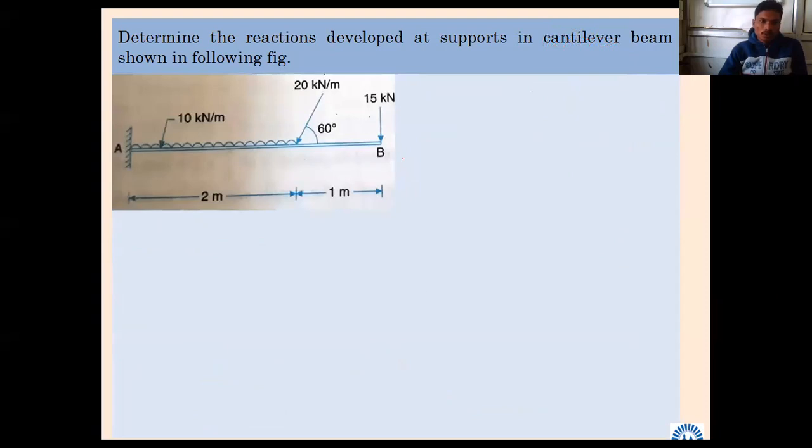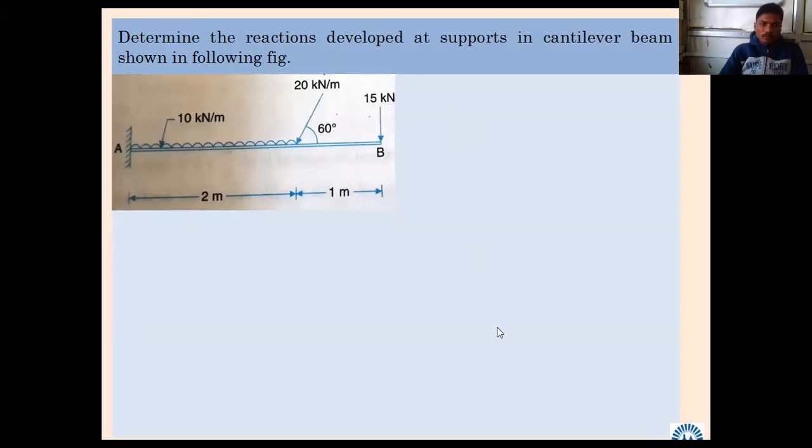Who will read this? Roll number 47, Aishwarya. Yes, sir. Read the problem statement. Determine the reactions developed at supports in the cantilever beam shown in the following figure.